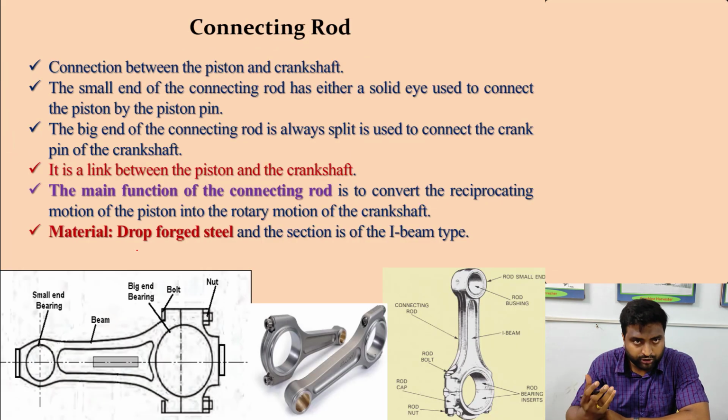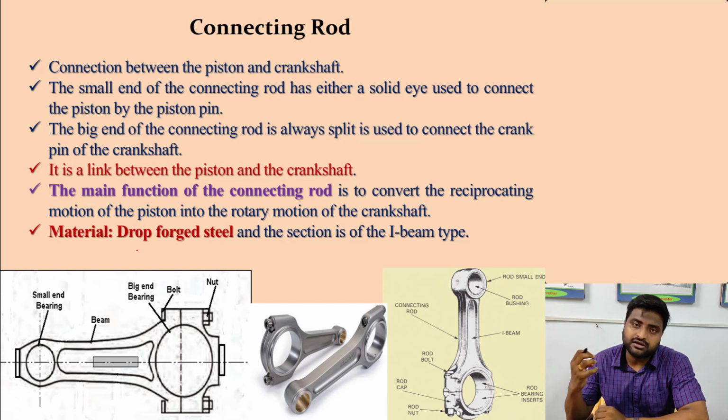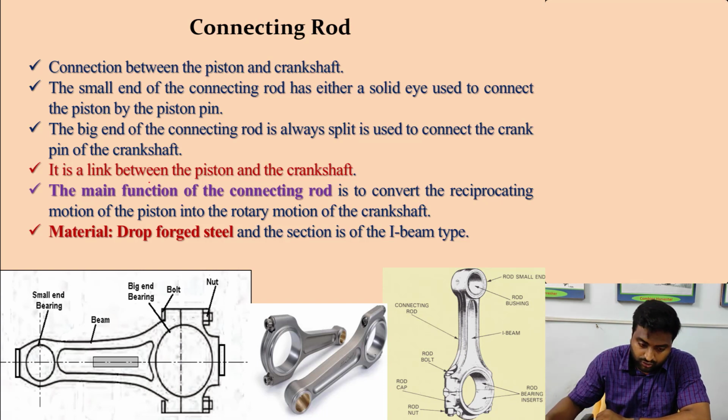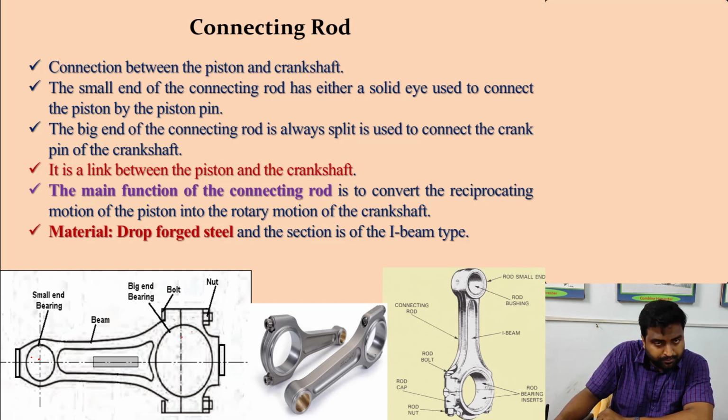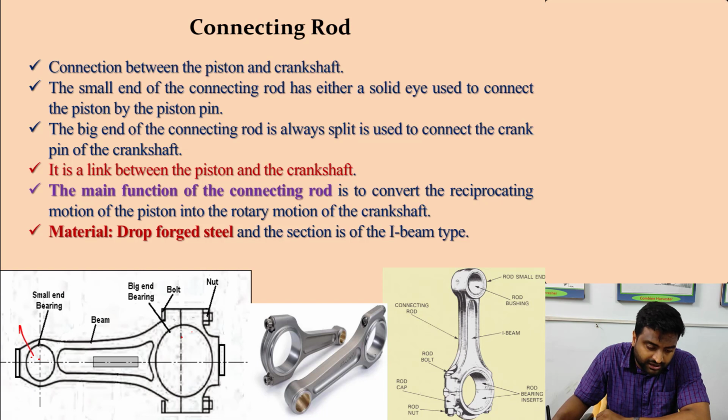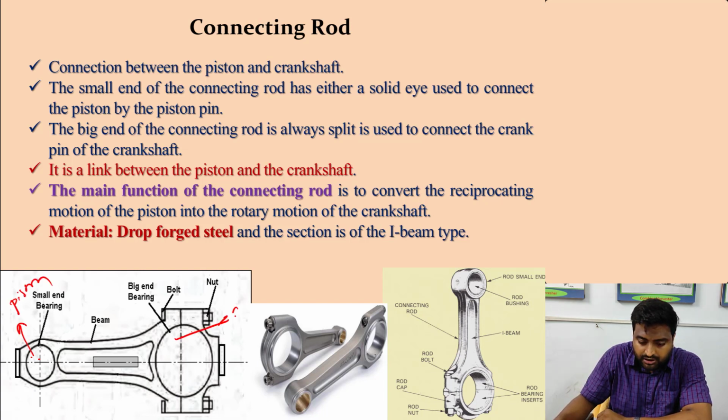Then the connecting rod. As I have told you, the connecting rod is the part which connects the piston and the crankshaft. It has two ends, one small end and one big end. On the small end, what is connected? The piston is connected. And on the big end, what is connected? The crankshaft is connected.